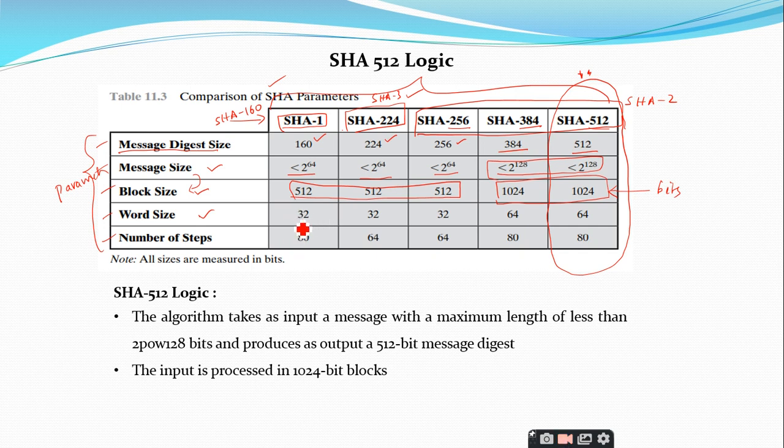And the word size is 32 for SHA-160, SHA-224 and SHA-256. But the word size is 64 bits for SHA-384 and SHA-512. And remember, this is very important.